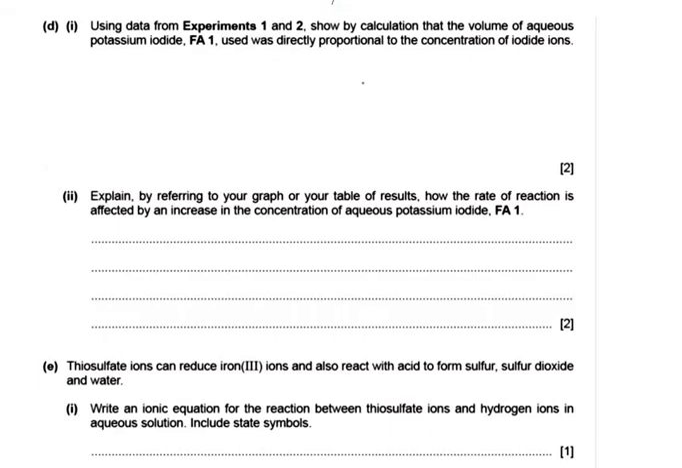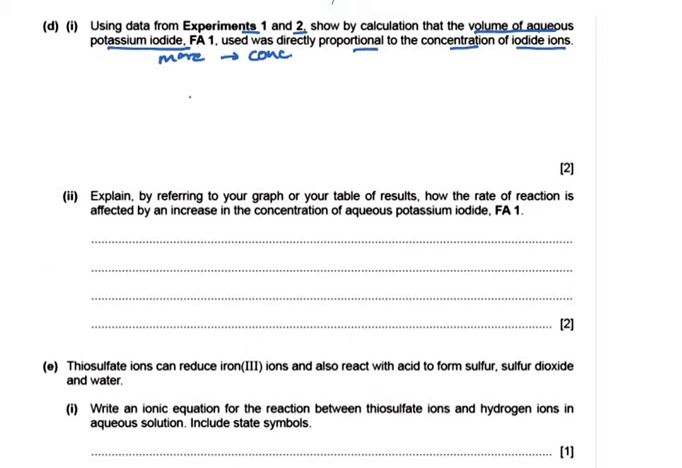Now let's go ahead with the next sub-question. It says that using the data of experiment 1 and 2, show by calculation that the volume of aqueous potassium iodide used was directly proportional to the concentration of iodide ion. So what we need to prove is that if the volume of Fa1 is more, then the concentration is also more. So let's prove that.